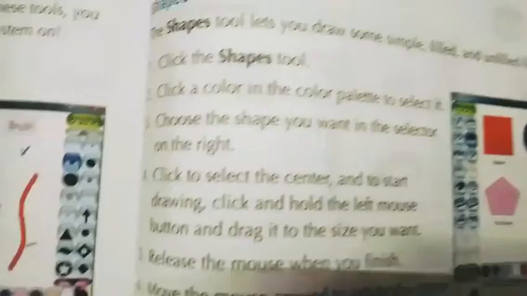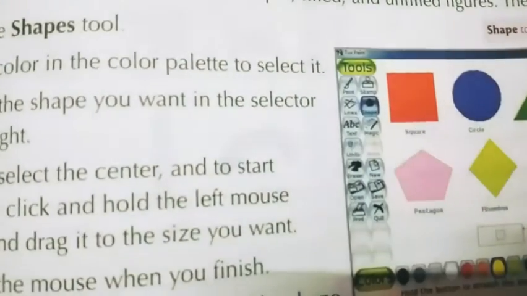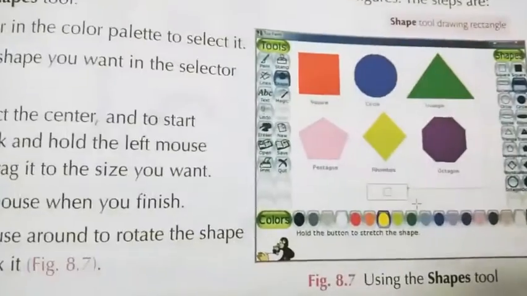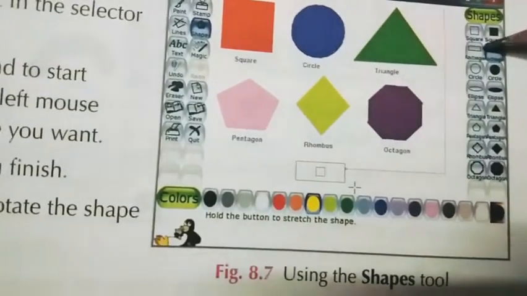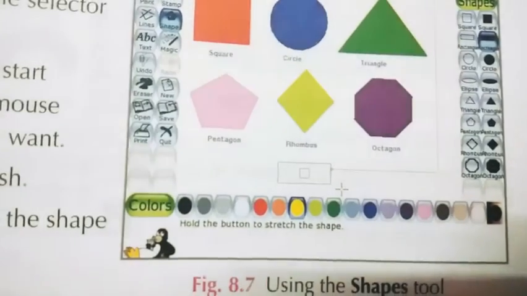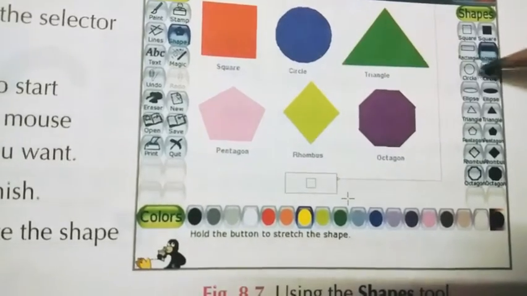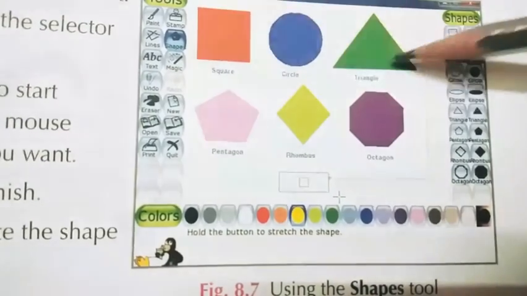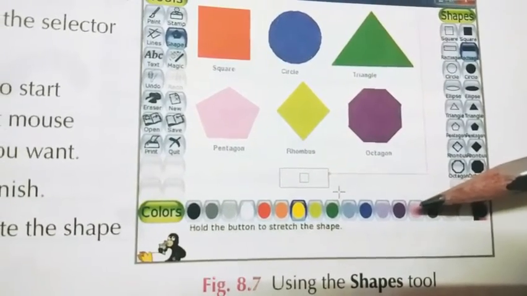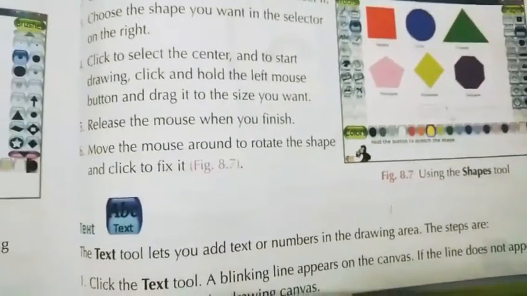Next tool is shapes. You can see the shapes tool here. Click on that and you will get many types of shapes here: square, rectangle, circle, many types of circles, ellipse, triangle, everything is there. Whatever shape you want to draw, click on that and then draw here with your mouse. Before that you can select any color from here, and you can see many colorful figures. It is a very easy tool to use.